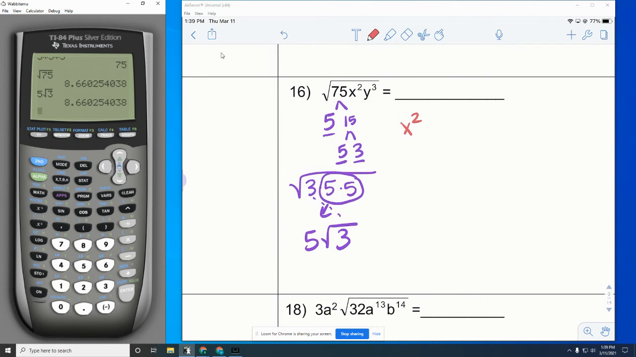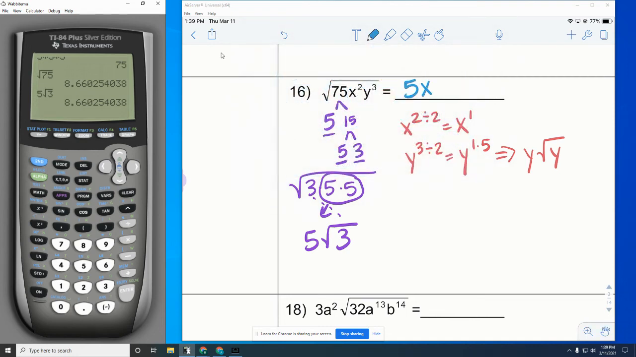For my letters, x squared, we do 2 divided by 2, and we get 1, meaning they're all going to come out of the square root because they all have a nice group of 2. Y's, we do 3 divided by 2, and we get 1.5. So that means 1 is going on the outside. 0.5 means there's a remainder. Put all of it together.